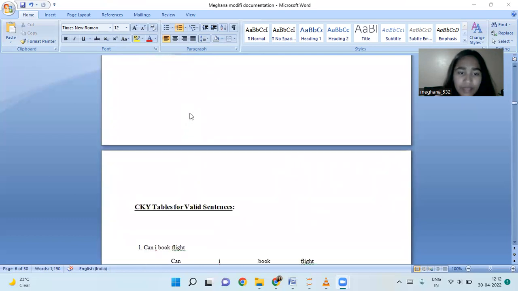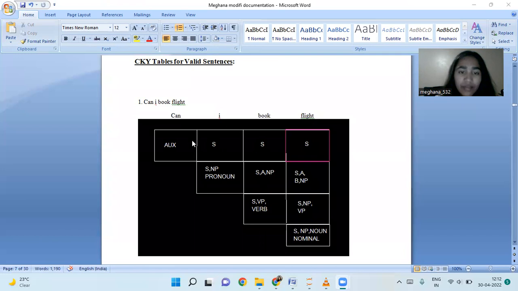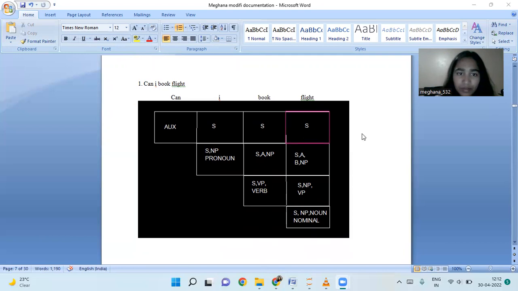Next, coming to the CKY tables. CKY is a right upper diagonal table. The values of the CKY table are found from bottom to top, like in this manner. The indication that a sentence is accepted by the grammar is that the final cell must contain the start symbol S. So, can I book flight? This sentence is accepted by the grammar, as in the right upper diagonal matrix, the final cell contains the symbol S.